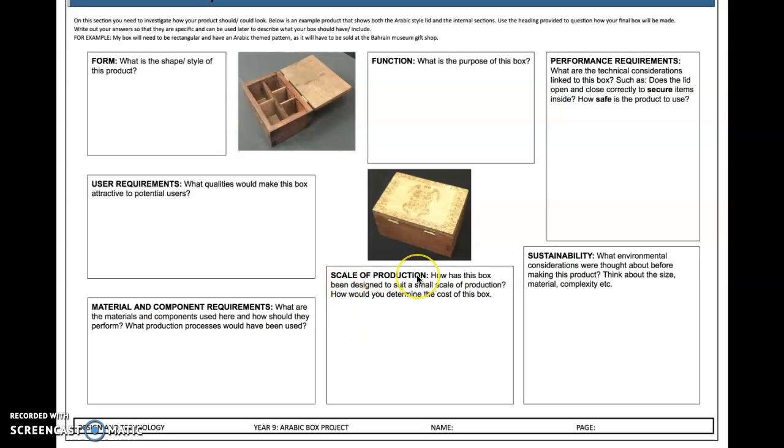Scale of production: you would have touched on this in Year 8 in the ABC engineering project. So would this type of product be one-off production? Would it be batch production? Would it be mass production? What scale of production is it and why, and how would that scale of production impact on costing?